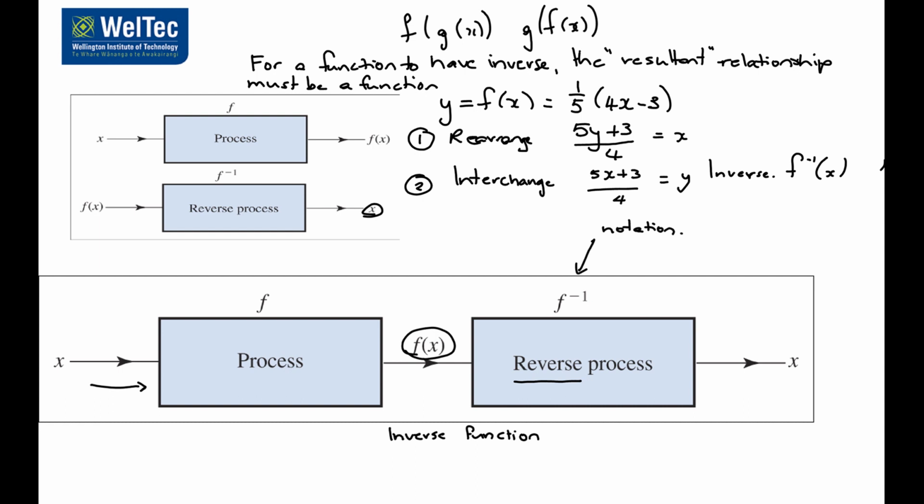But also, we can do a check. Suppose we put in 2. If we put 2 into the original function, it would be a fifth times 4 times 2 minus 3, which is 1. Now, if we're correct, if we put 1 into the inverse, we'll get back to 2. So we put it into a quarter of 5 times 1 plus 3, and if we do that, we get 2. So yes, on both counts we've found that it is the inverse.